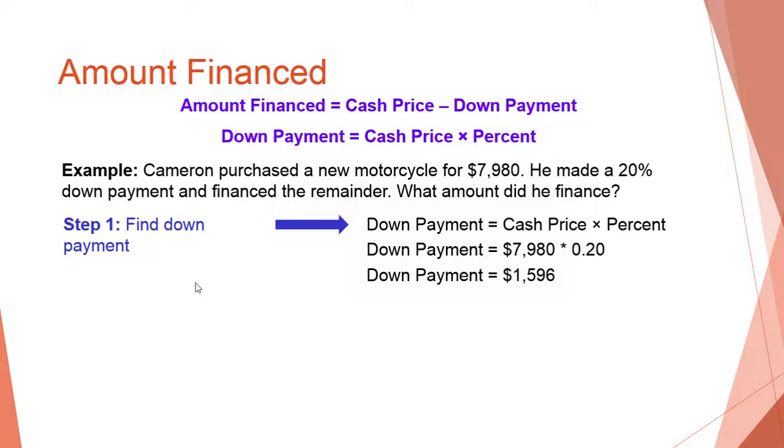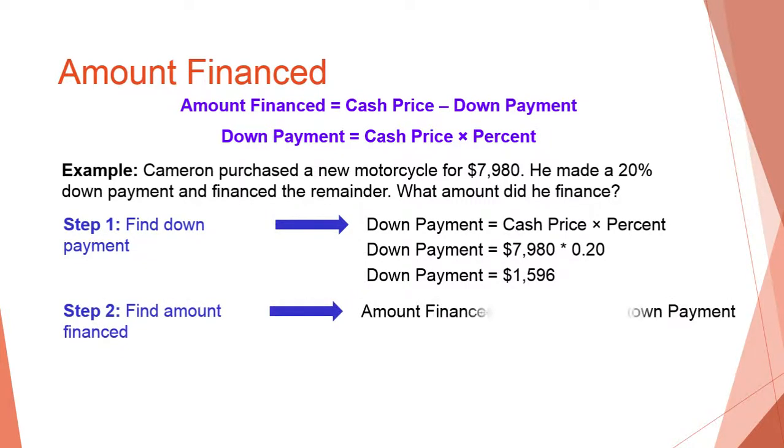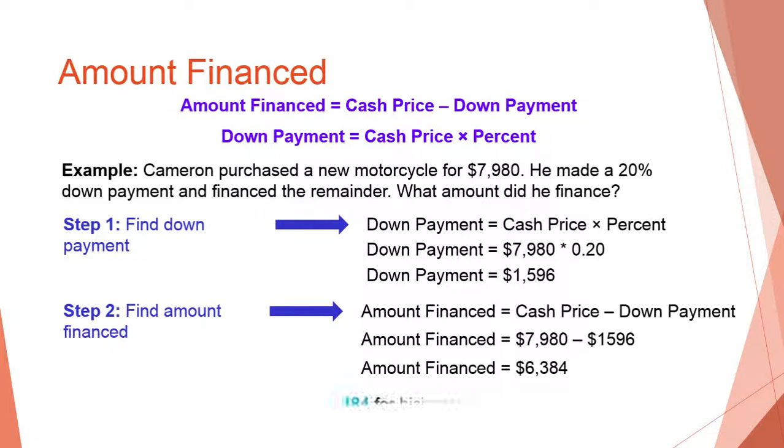So down payment is $1,596. Second step is find amount financed. Subtract $1,596 from $7,980, giving us the amount financed of $6,384.